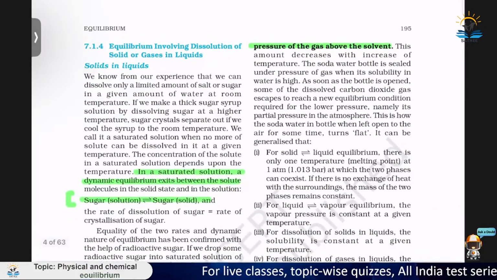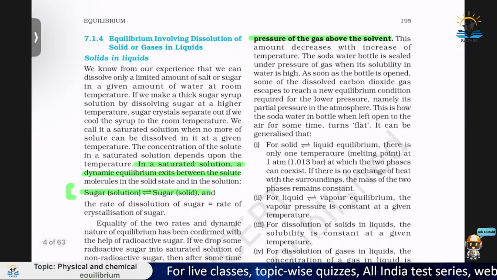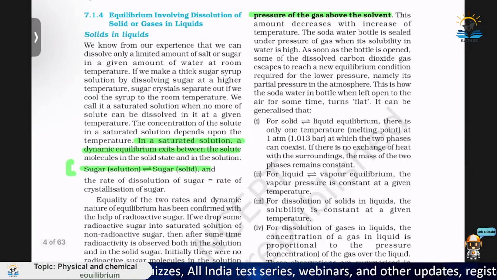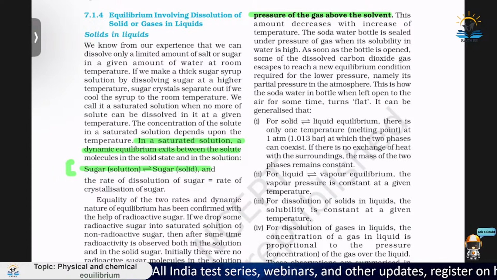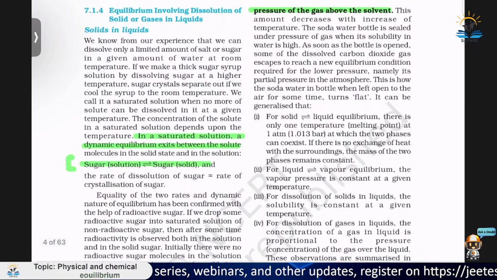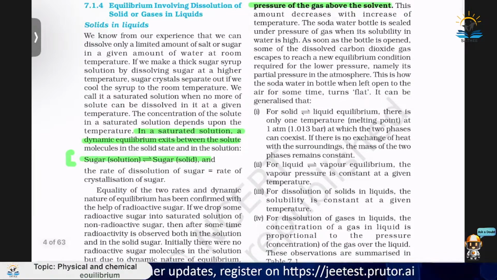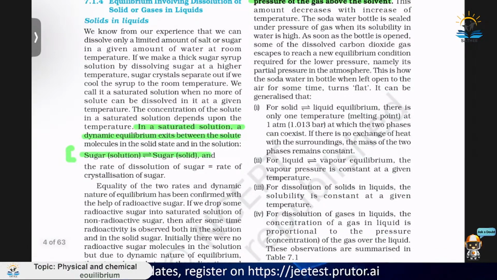So what happens is, gas is dissolved under high pressure in a soda bottle and it is packed and given to you. But when you open it, the pressure decreases rapidly to atmospheric pressure. So a new equilibrium condition has been set up. To reach that equilibrium condition, some of the gas comes out of the solution, and that is what you hear as a fizz.